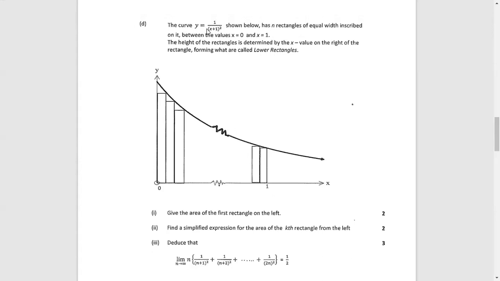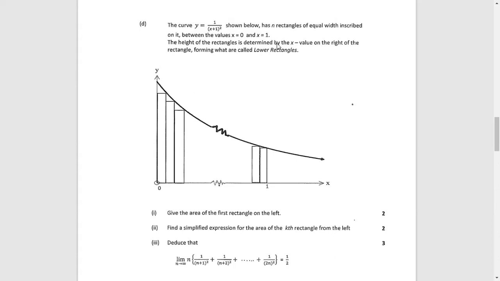So you've got the curve y equals 1 over x plus 1, all squared. There are n rectangles of equal width inscribed, and this is between the values of 0 and 1. This squiggly line over here is just to represent that you don't just have 1, 2, 3, 4, 5 rectangles. You have n of them. They just didn't draw them all out, and the n could be any number for now. It could be 1,000,000 for all you know.